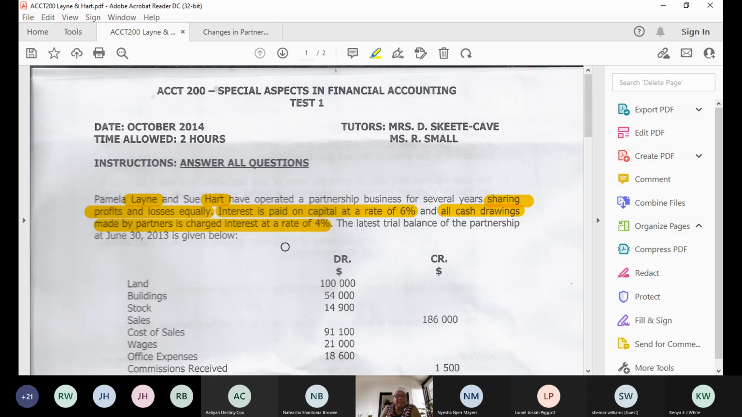So these are the things that you will write under the old agreement. I hope that you all are writing it now, so that when I ask you questions in this part of what we're doing, you are able to give me the answers. Not only that, you are supposed to try to see if you can get this question done as well based on what I am going through. So again, Layne and Hart, old agreement. Profits and losses sharing equally. Interest on capital, 6%. Interest on drawings, 4%. And you will realize there's no salary. They didn't tell you anything about salaries, right?